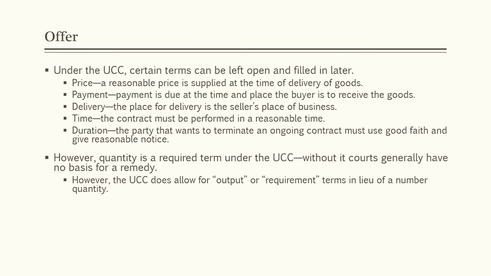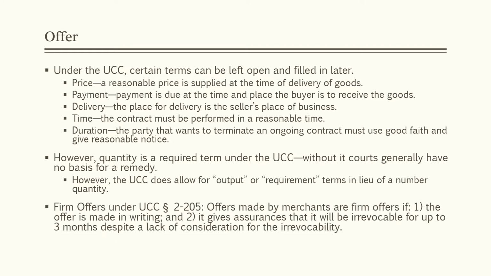There are two exceptions. There's always an exception. The UCC does allow for what they call output or requirement terms in lieu of a number quantity. For example, a farmer may agree to sell all the yield of his wheat crop to a buyer without knowing the exact amount. This is an output contract and is enforceable under the UCC even though the exact quantity of goods is not specified. Likewise, a buyer may buy all the stock of a certain item without knowing the exact amount the seller has in its warehouse. This is a requirement contract and it generally translates to, I'll take all you have.